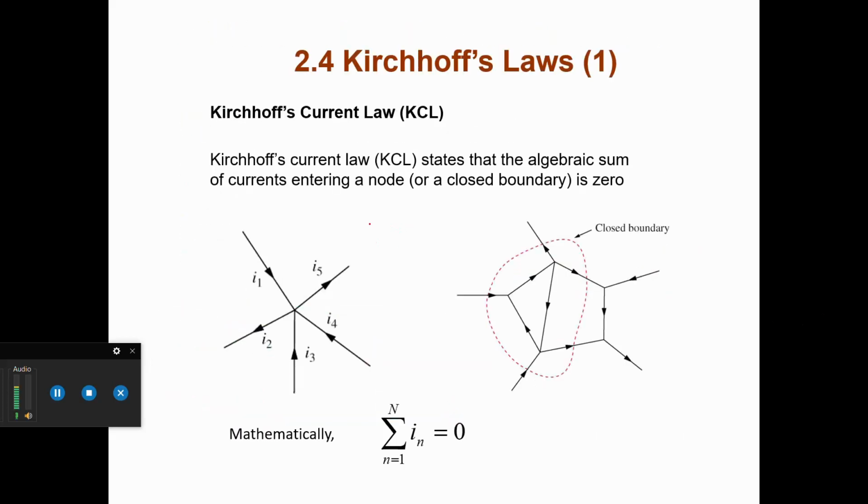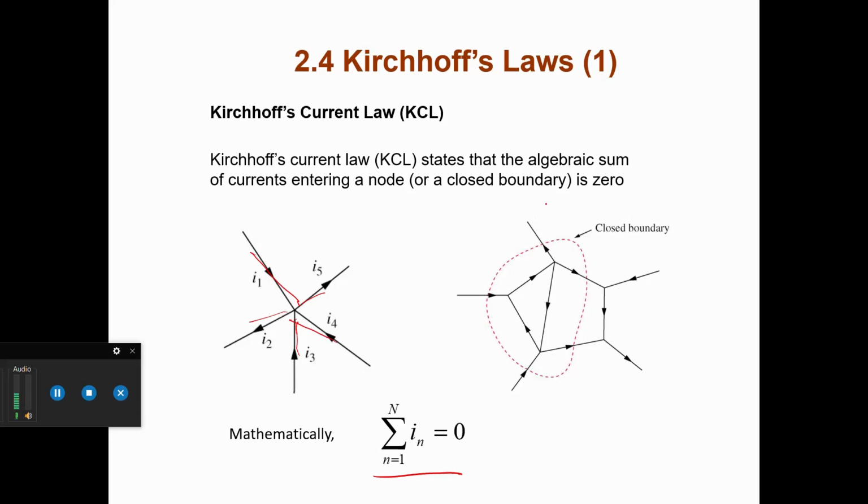Kirchhoff's current law states that the algebraic sum of currents entering a node or a closed boundary is zero. This is an interesting law, and that is how it is mathematically represented. You can say that the sum of entering currents in a node and the sum of leaving currents from the node is equal to zero. Like I1, I3, I4 are entering this node, and I2 and I5 are leaving this node. So the sum of entering currents and leaving currents is equal to zero.